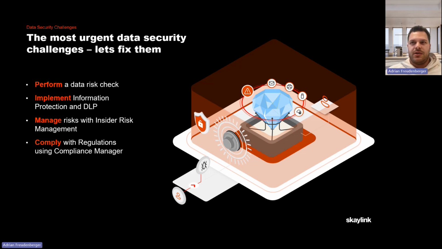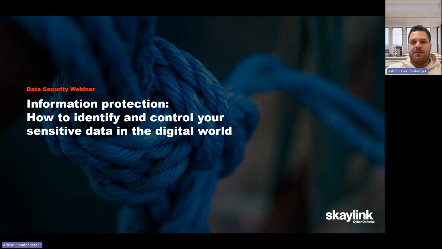Last topic was make sure you comply with the regulations. So how to fix this? It's simple. We start using the compliance manager and do our assessments there because it's an automated system and we don't have to use Excel sheets in the future. Okay, just this introduction to data security challenges, but let's start with the first topic now, which is called information protection.